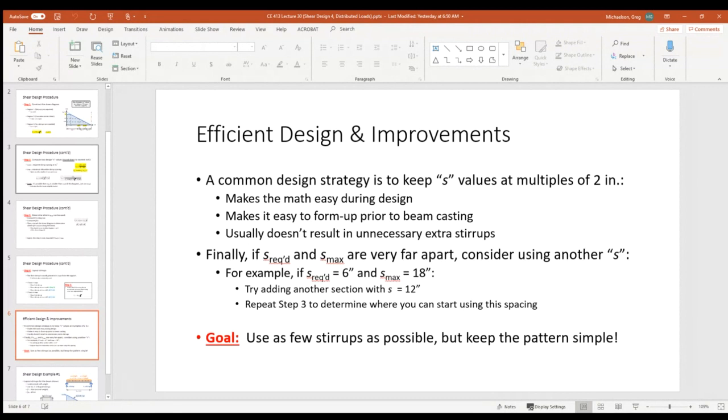Again, the goal is to use as few stirrups as possible, but to keep the pattern simple. Now, I'm going to try and steer us away from this last point in our homeworks and exams to come, but I just wanted to mention it. If you have an S required and an S max that are really far apart, maybe consider throwing another stirrup spacing in the middle.